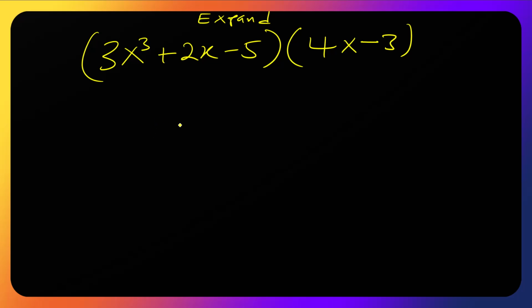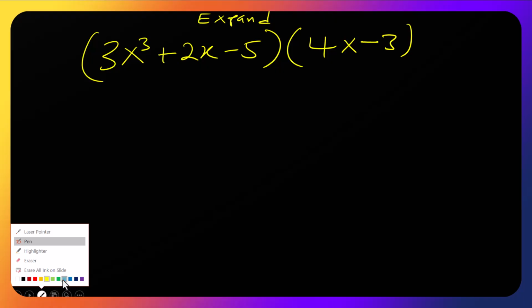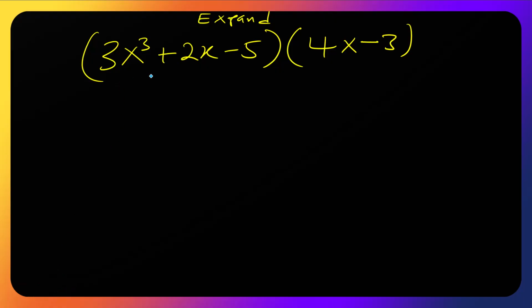Now let's expand this. Okay, so we are given (3x³ + 2x − 5) times (4x − 3). Solution. Now this one is not difficult.